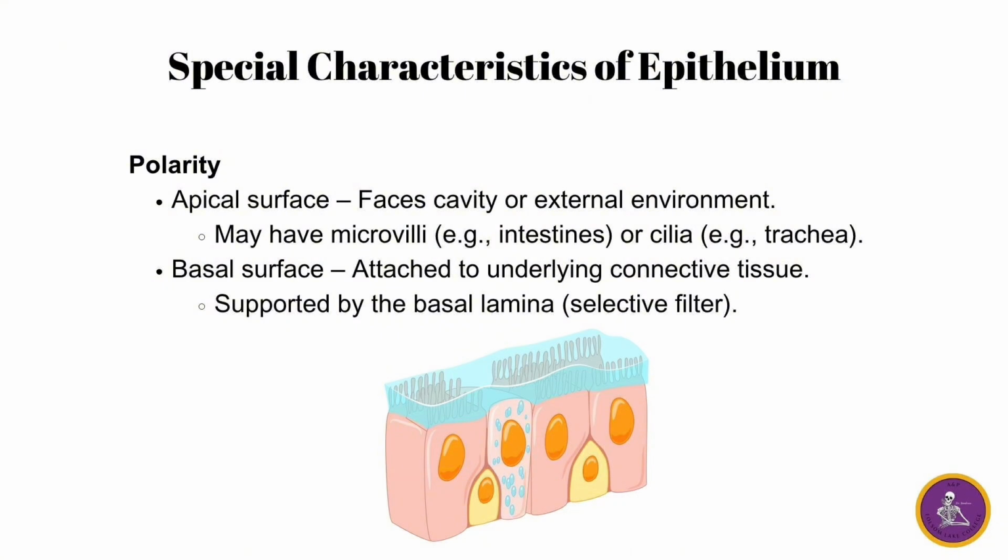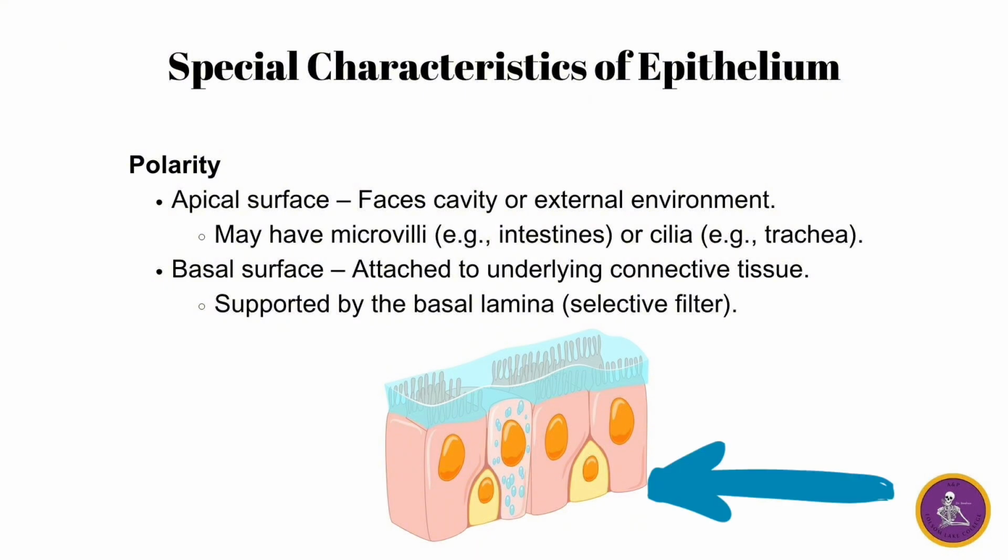Microvilli, which are tiny finger-like projections, increase surface area and improve absorption. These are especially abundant in the intestines. In contrast, cilia are longer, hair-like structures that can move substances across the surface, such as mucus in the trachea.